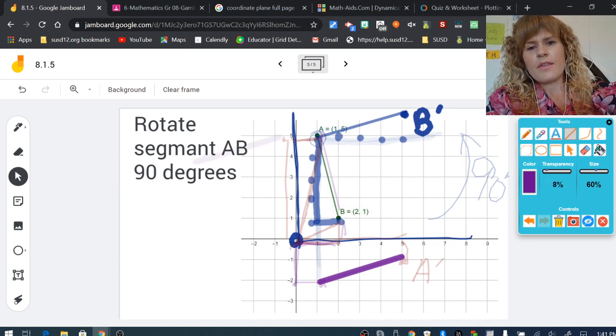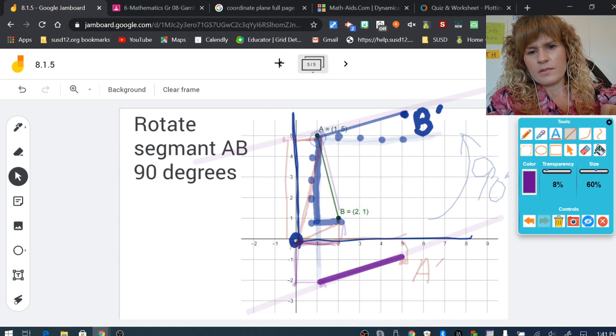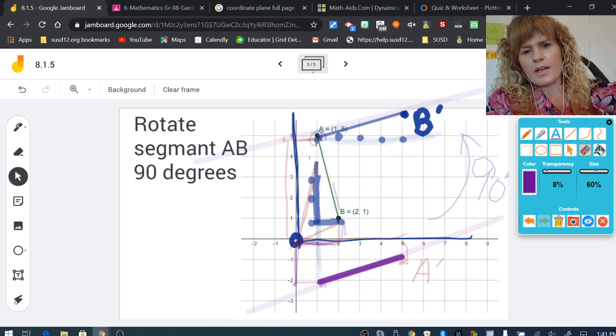I notice that they are parallel. They are running parallel. So the 90-degree rotations of our original line, they run parallel to each other. Let me erase all this so you can see that original line again. There it is.